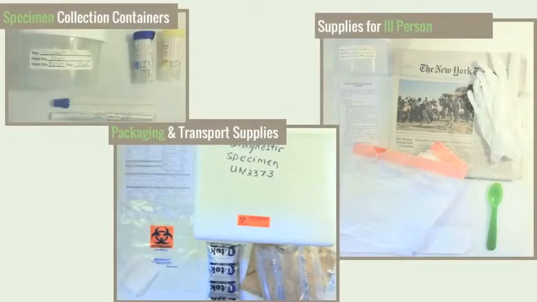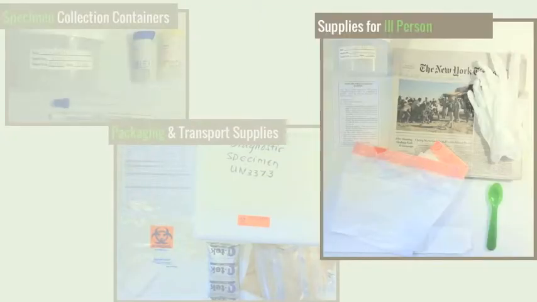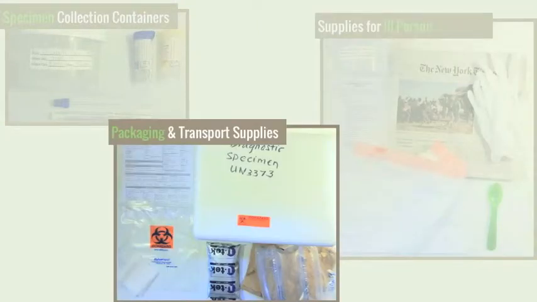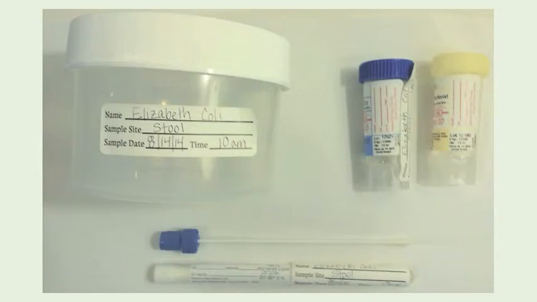Before an outbreak occurs, make sure you are familiar with the specimen collection kit and ensure supplies are not expired and the kit is fully stocked. A specimen collection kit should include specimen collection containers, supplies for ill persons, and packaging and transport supplies. Common specimen collection containers include Amies swab tubes, bulk stool containers, and ova and parasite vials.